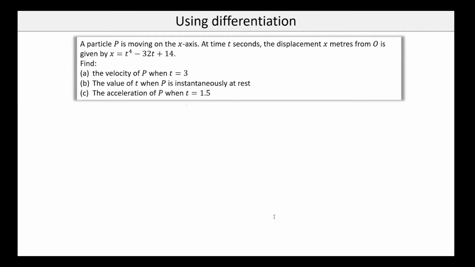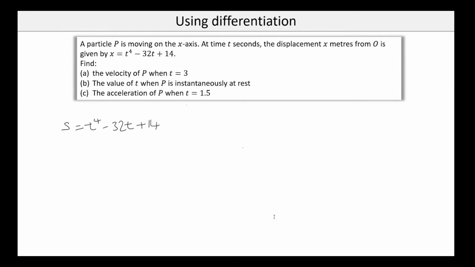So here we're told that a particle P is moving on the x-axis. At time t seconds, the displacement x meters from the origin is given by this function. So since x represents the displacement, I'm actually going to try and swap that out for an s. I'm going to be moving between one motion variable and another, one of our suvat variables. So I'm going to make use of them. So s equals t to the power of 4 minus 32t plus 14.